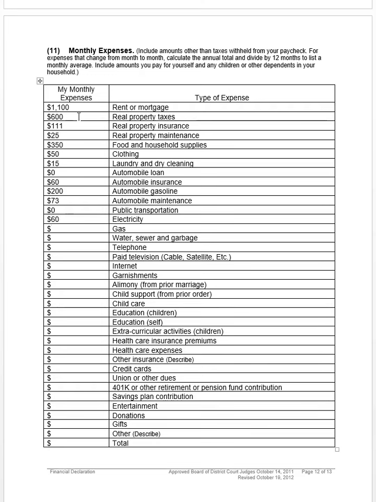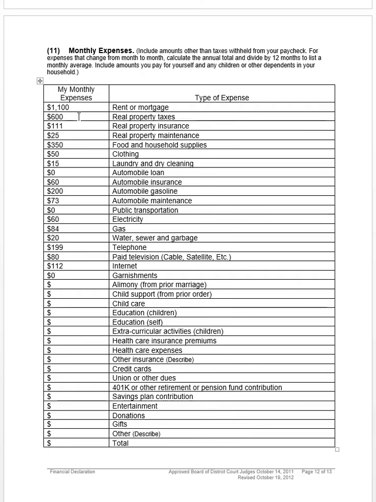Go ahead and look at your bills to find out these numbers. Gas, water, sewage and garbage, telephone. If you have a cell phone, you'd put that together. If you have multiple cell phones for the family. Paid television, $80. Internet, $120, or 12, let's do that. Garnishments, if you're being garnished because you've got a lawsuit against you or somebody's trying to collect on a judgment, you would fill that in.